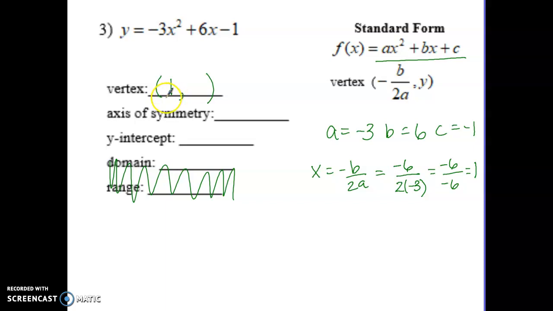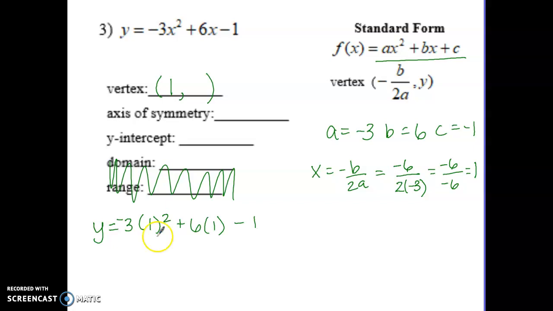We're going to take that 1 and plug it into everywhere there is an x in this equation. So I'm just going to rewrite this equation. Oops, that's a negative 3. Always be careful with those negatives, easy to drop. And everywhere there's an x, we're going to put a 1. So plus 6x, so 6 times 1, minus 1.